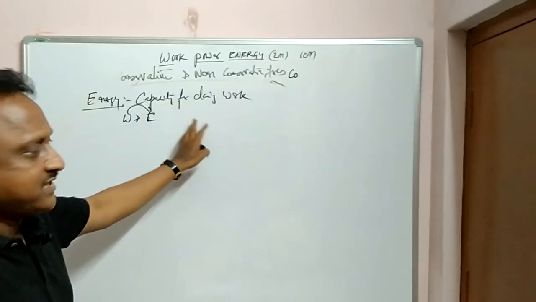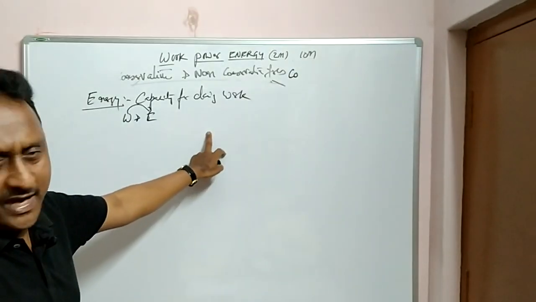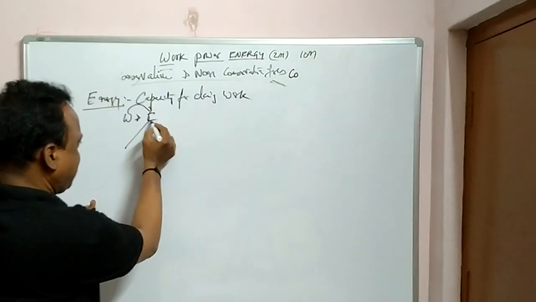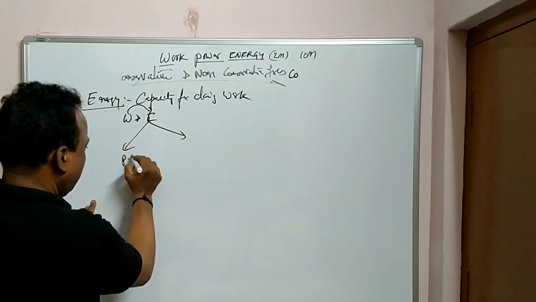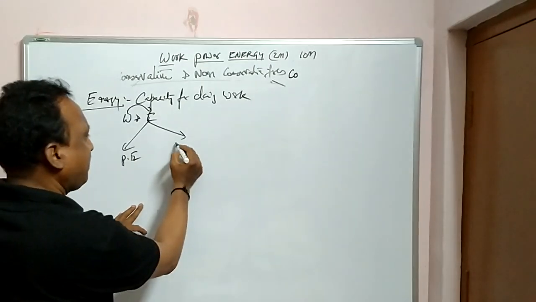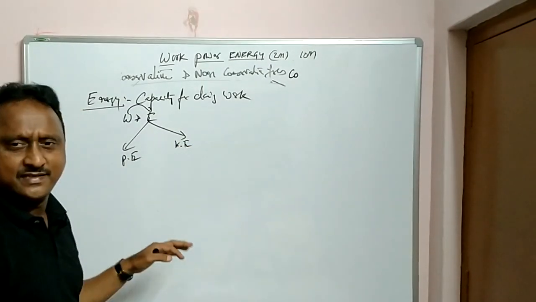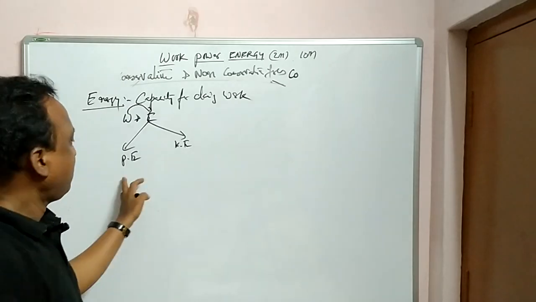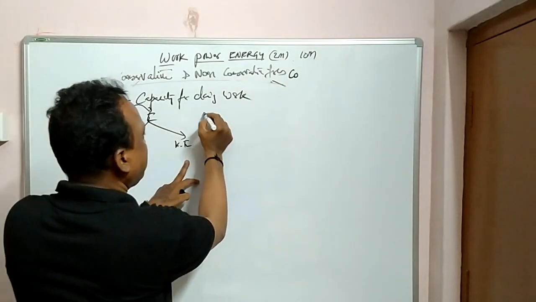MKS unit joules, CGS units ergs. Okay. Now energy again, how many types? Two types, potential energy, kinetic energy. Energy is again two types, potential energy, kinetic energy. What is potential energy?